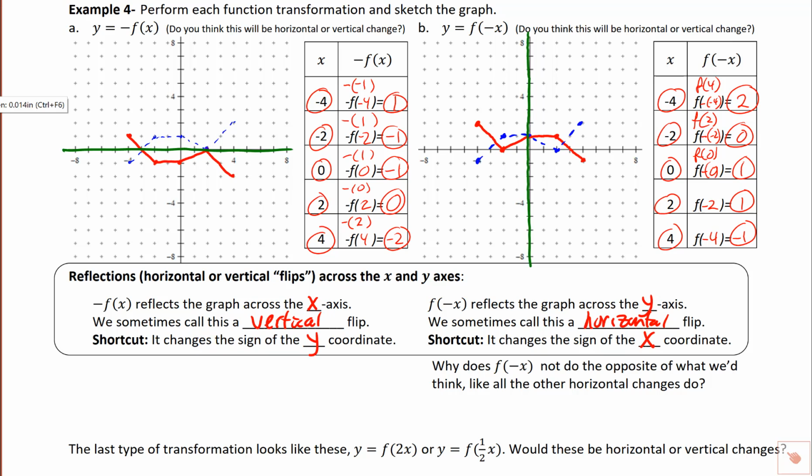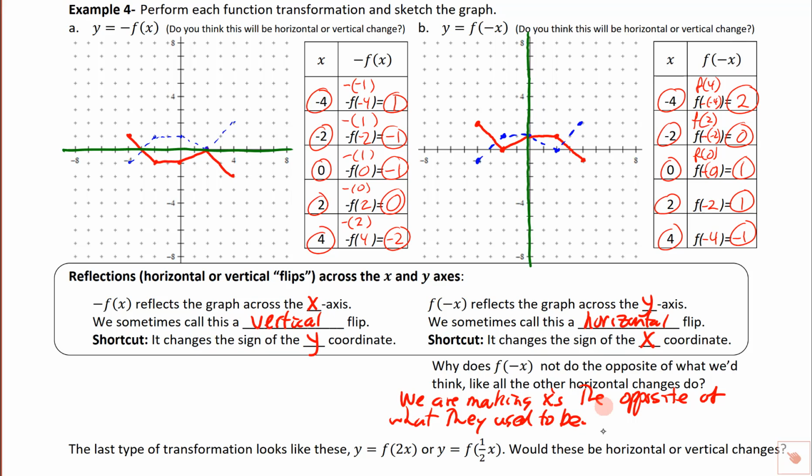Well, the reason for that is we are making the x's the opposite of what they used to be. And here's the bottom line. Opposite is opposite. I mean, once we've done the opposite, once we've made it the opposite sign, there's really not much else that we can do.